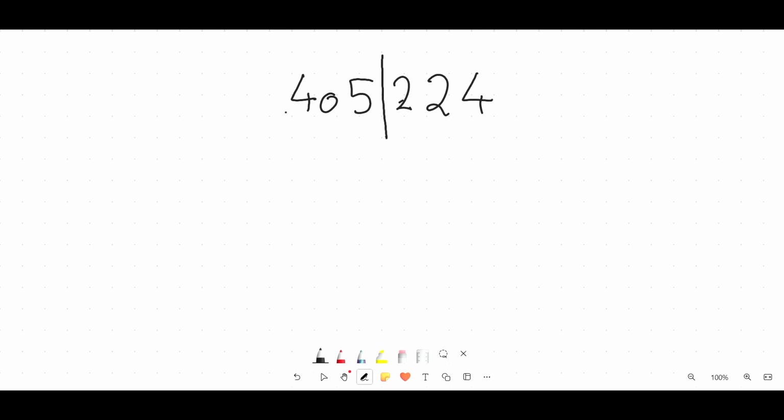So we have 405. In the previous technique, we found the nearest square, which was smaller than this number. So here we find the nearest cube, which is smaller than this number. So for 405, the nearest cube would be around 7 cubed or maybe 8 cubed. Now 8 cubed, if you remember, is 512. So this is not possible. Take 7 cubed, you have 343. So the left part of the answer is 7.